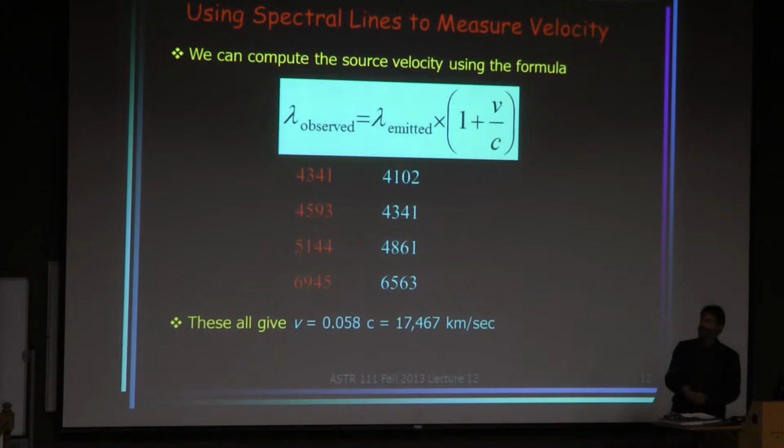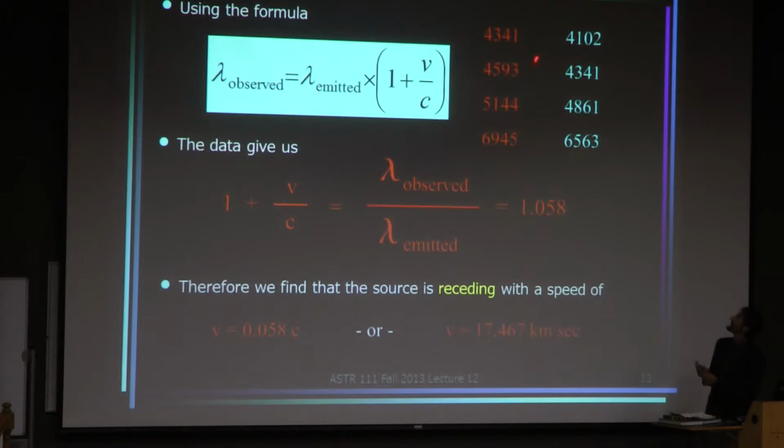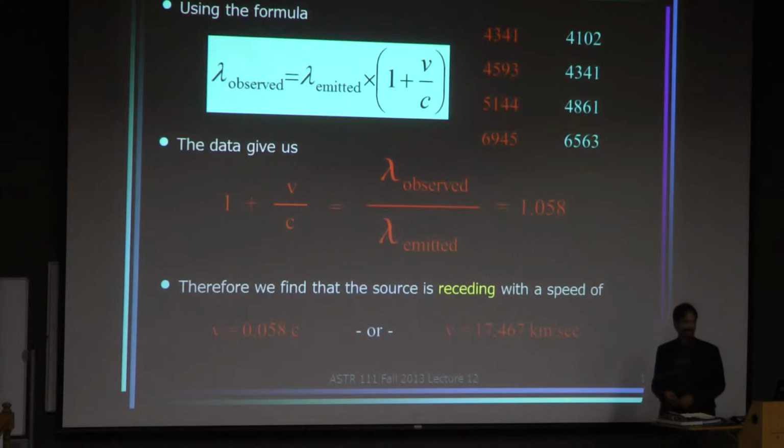So what we do is we compute the velocity by taking any one of these observed wavelengths and dividing by the emitted wavelength, lambda emitted. And that will isolate this 1 plus v over c term. So when we do the math using the table, we find that lambda observed over lambda emitted is 1.058, and that has to be equal to whatever's left on the right-hand side, which is just 1 plus v over c. We carry through the algebra, subtract 1 from both sides, and we get v over c is 0.058, so v is 0.058c.